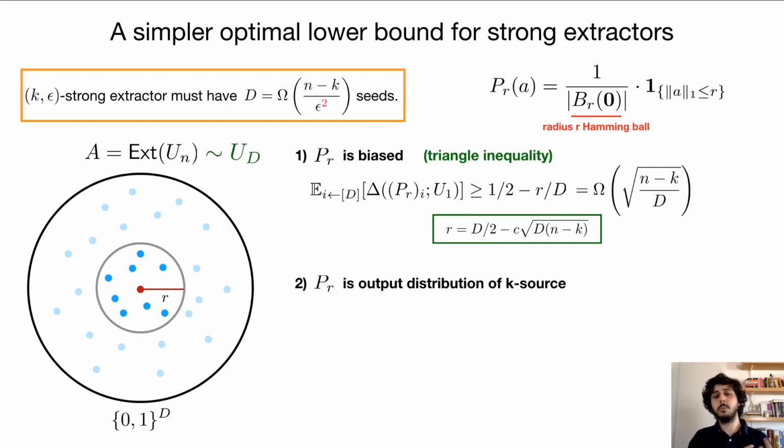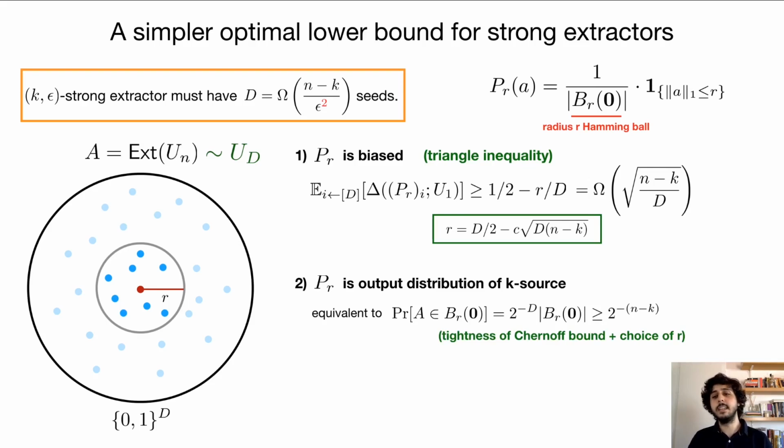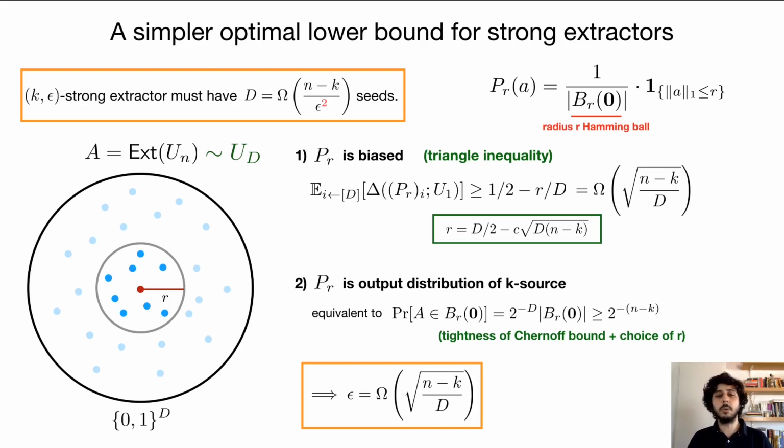But similarly to what happened in the case of somewhere extractors, because we define P_r as a scaling of A, showing condition 2 amounts to just verifying a very simple fact. Verifying condition 2 is equivalent to ensuring that the volume of the Hamming ball that we're considering is large enough. And this is an immediate consequence of the fact that the Chernoff bound is tight, and we also use the fact that we have a special choice of the radius r. So if we have these two conditions, then we get our lower bound on the error of the strong extractor of square root of (n minus k) over d. And we can rearrange this to get a lower bound on d of (n minus k) over epsilon squared seeds.